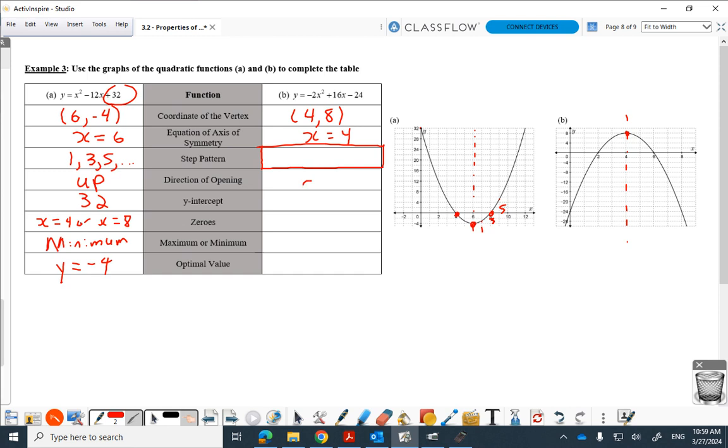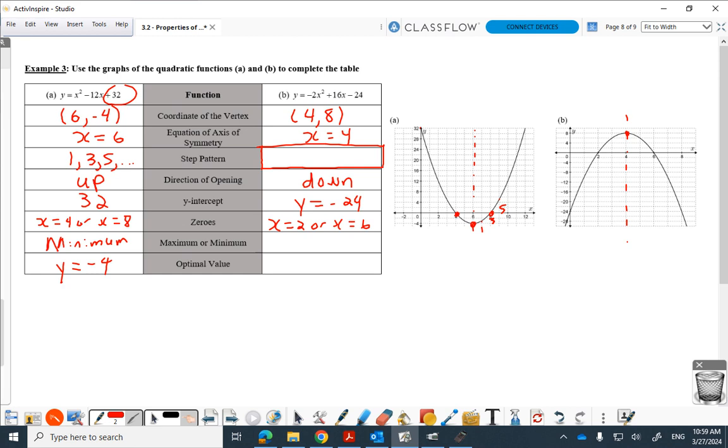Y-intercept. Is it y equals negative 24? That's the one thing we can get from two places right now. We can get it off the graph. You can see it right there in the equation if you need to. Zeros, 2 and 6. Did you get 2 and 6? That's actually 6.